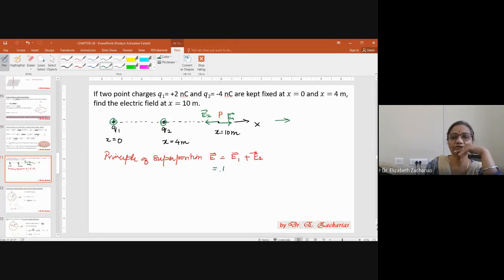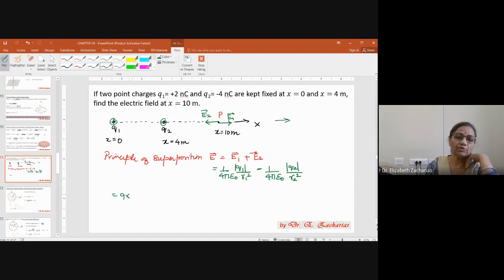I have to write 1 by 4 pi epsilon naught. For a point charge, what is the expression? It is Q1 divided by R1 square. This is going to be plus because it's along the positive x direction. E2 is along the negative x-axis direction, so minus 1 by 4 pi epsilon naught Q2 divided by R2 square.